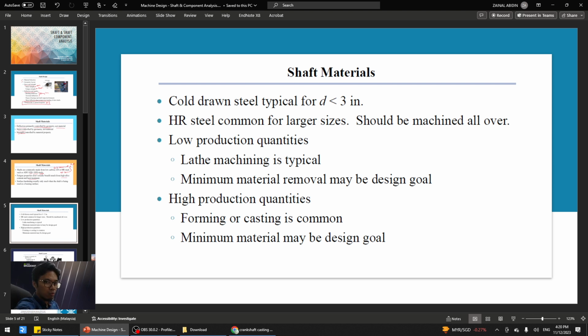If you're not clear about what is casting process, what is forming process, you can Google it, and you can find in the YouTube. You may find that it may help you to understand better on how engineer using a shaft.